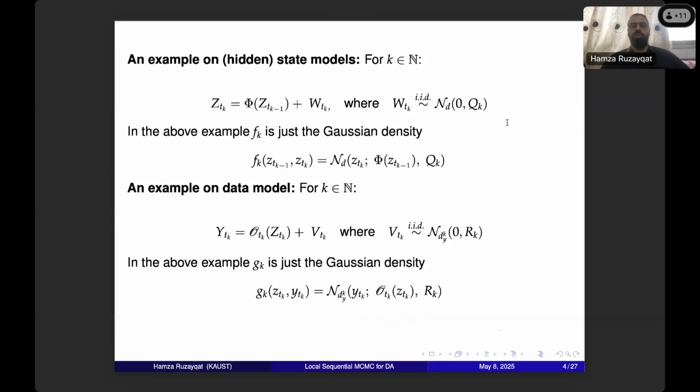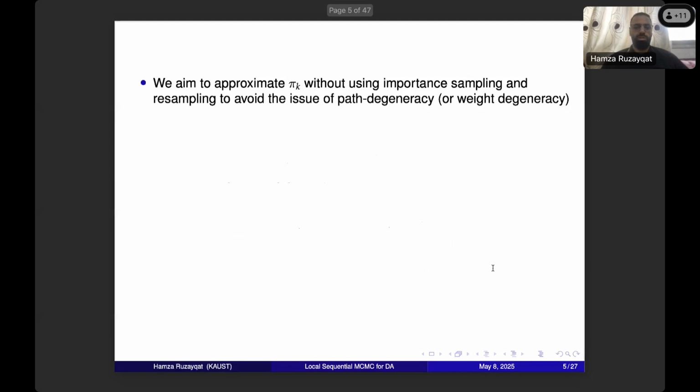If we take W_{t_k} to be Gaussian, then our transition density is going to be Gaussian with mean phi of Z_{t_{k-1}} and covariance matrix Q_k. Similarly for the data model, if the noise is Gaussian, then the likelihood density is going to be Gaussian, with this mean and R_k as the covariance matrix. We assume that we know F and G, up to a normalizing constant, of course. So the goal is to approximate this conditional distribution.